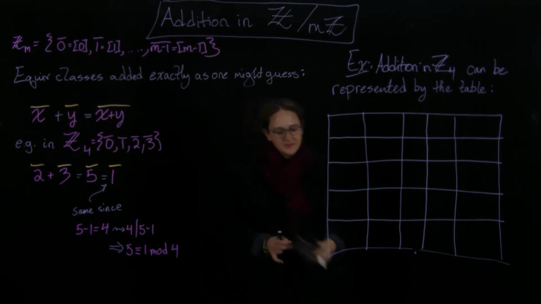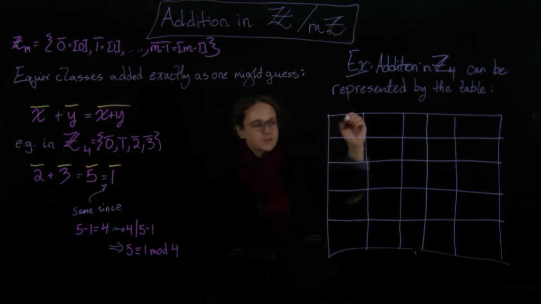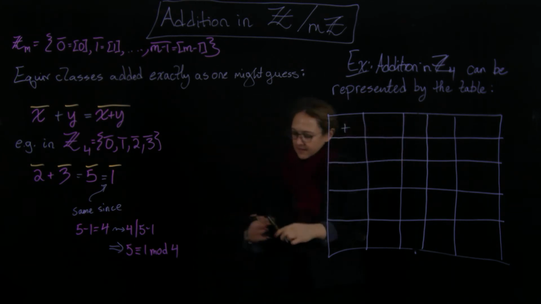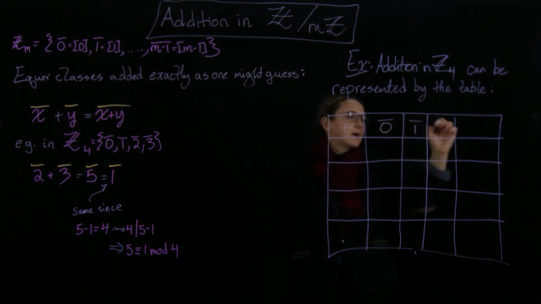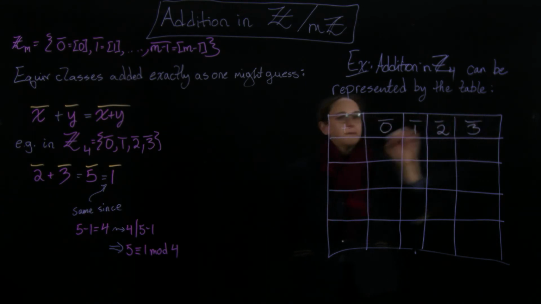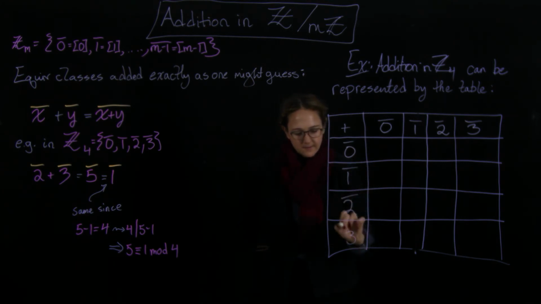Interesting. I think I do a slightly better job when I just start going, knowing how many I'm going to need. Okay. So this is for addition. And then up here, we start with 0 bar, and 1 bar, and 2 bar, and 3 bar, and 0 bar, 1 bar, 2 bar, 3 bar.